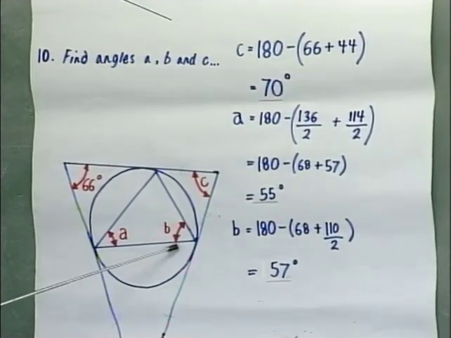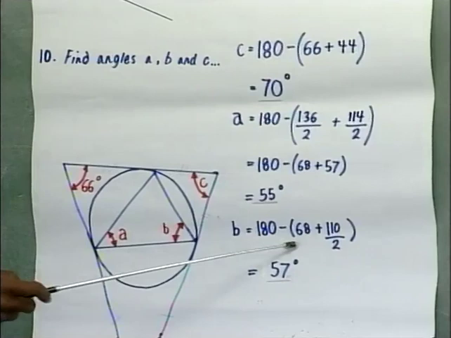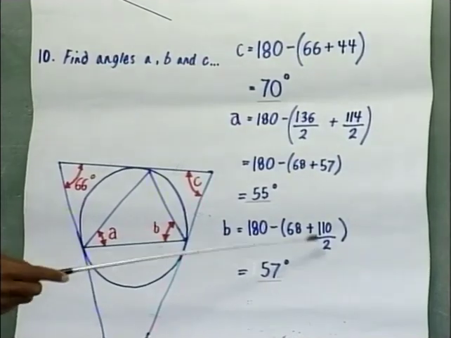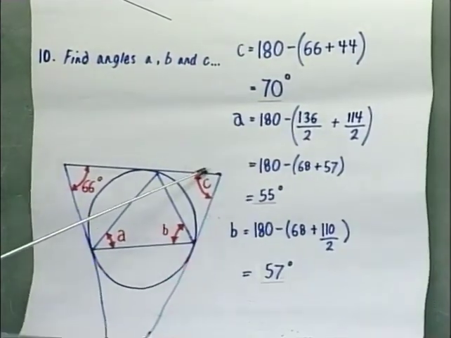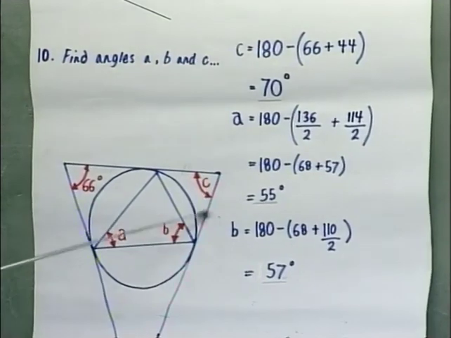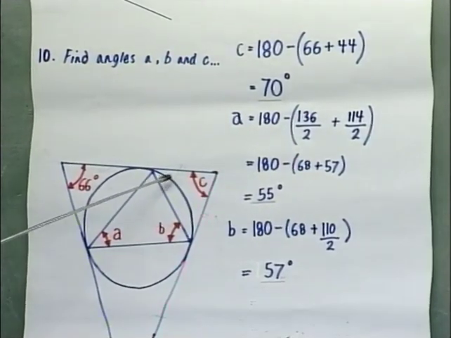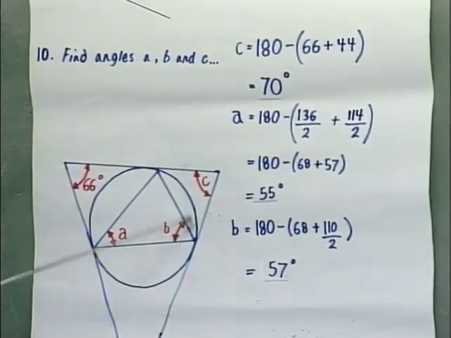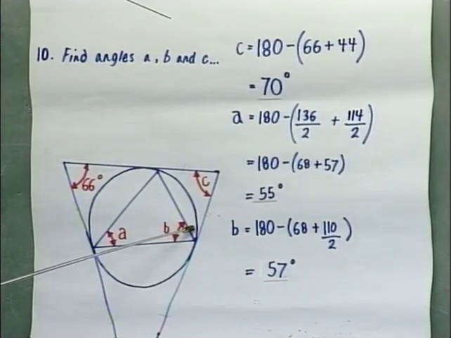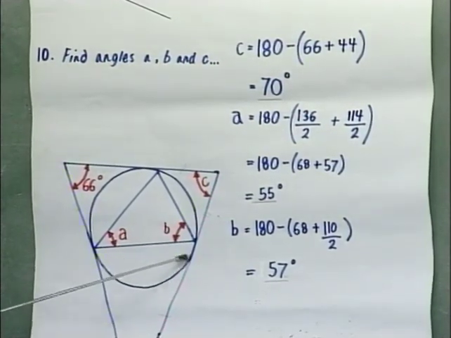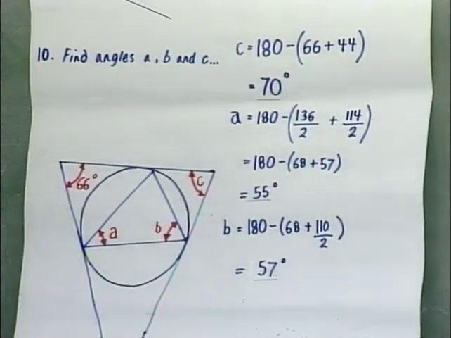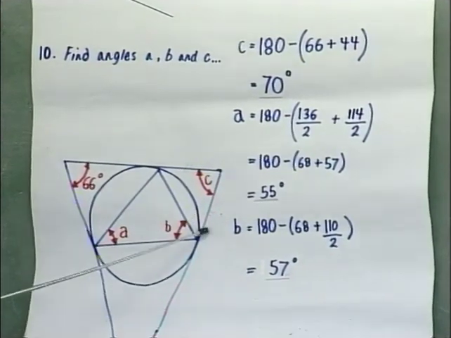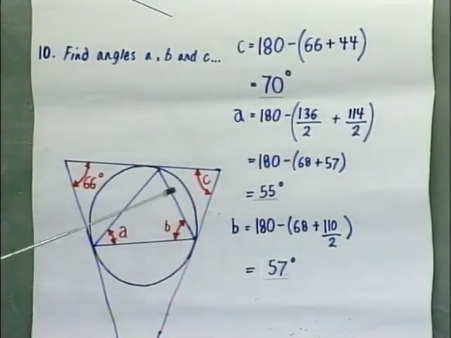To find angle B, you get 68 degrees, which is this angle, and you add that with 110 divided by 2, because this angle is 70. You take that from 180 degrees. Then these two angles, the sum of them is 110 degrees. So therefore, this is 55 degrees. This is 68 degrees. You add these two angles, you get 123 degrees. You take that from 180 degrees, and you get 57 degrees, which is B.